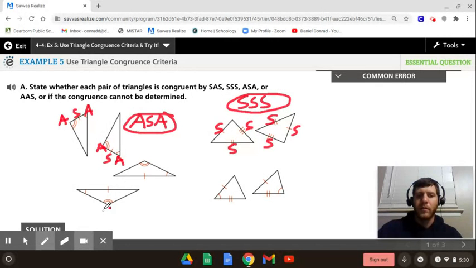Over here, here's one pair of angles. They both have the two arcs. Here's the second pair of angles. They both have the one arc. And then here's one pair of sides. They both have that one hash mark. Okay, that pair of sides is not included in between those two angles. So it's going to be angle, angle, side. We go around the triangle, angle, angle, side.